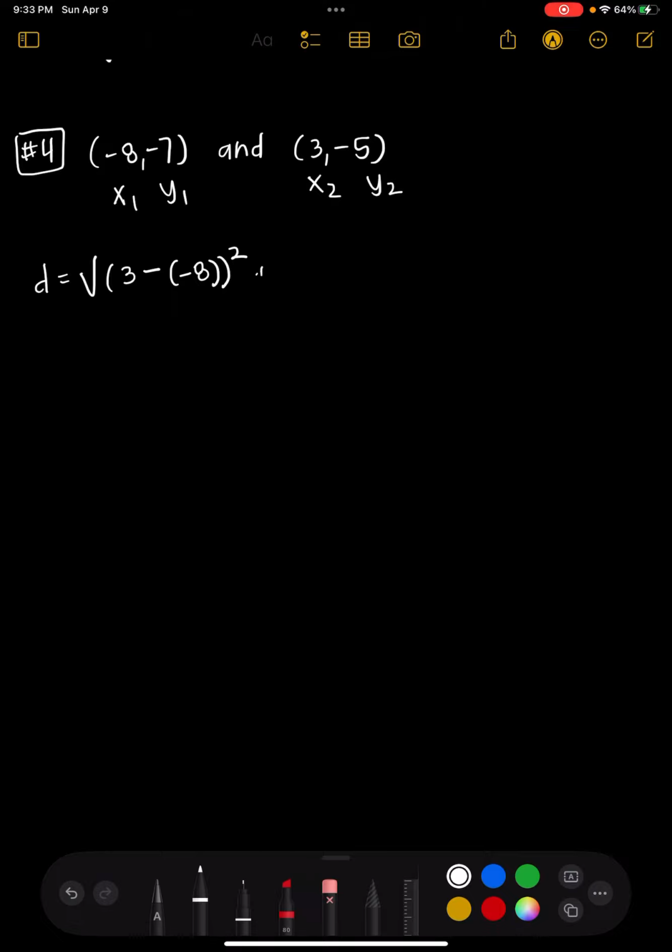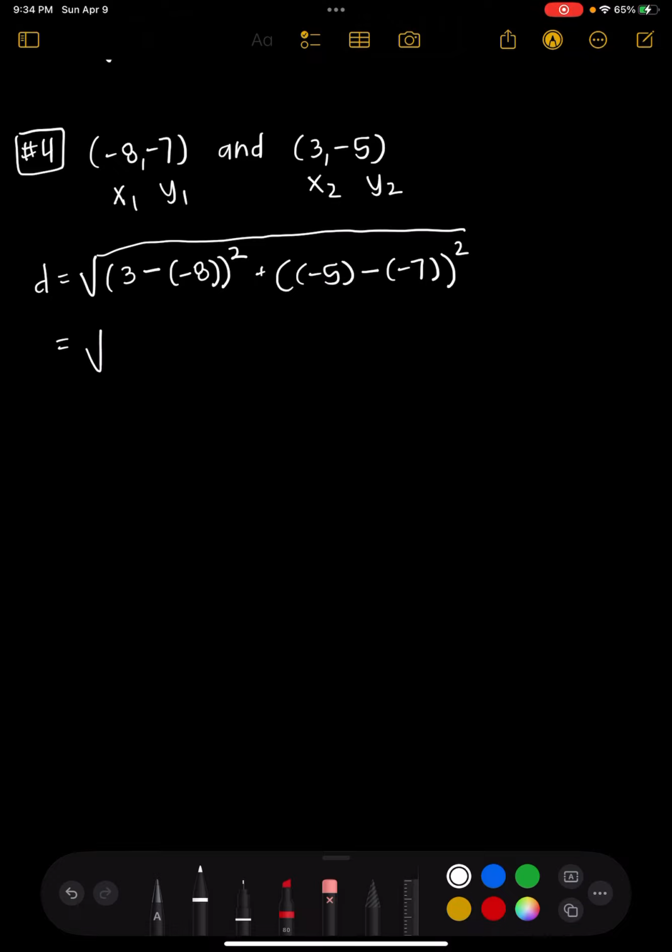And then plus y2, which is negative 5. Again, putting it in its own set of parentheses. Minus y1, which is negative 7. Again, its own set of parentheses, squared. Then we're going to square root the whole thing. Now we're going to simplify that. So in the front, we have 3 minus negative 8. When you have two negatives right next to each other, it makes a big positive. So this is another way of saying 3 plus 8, squared.